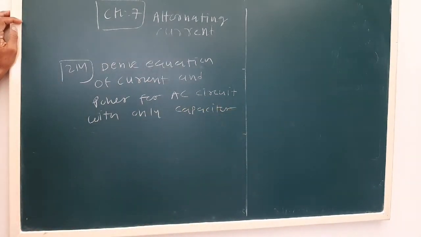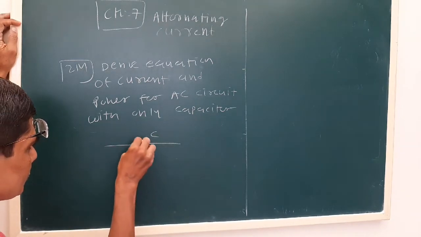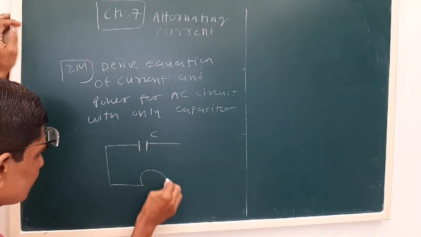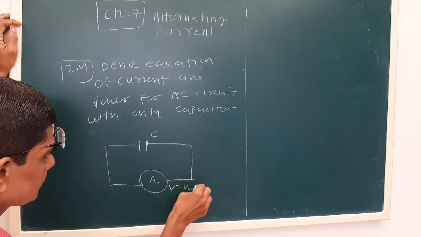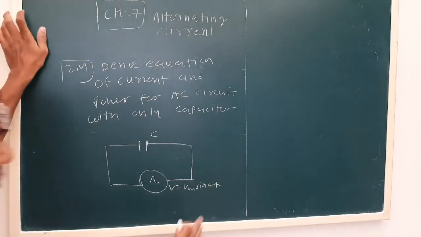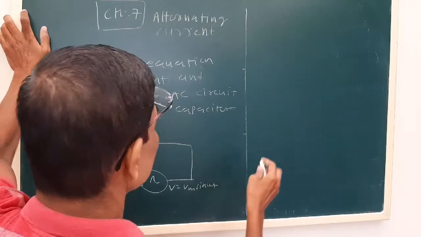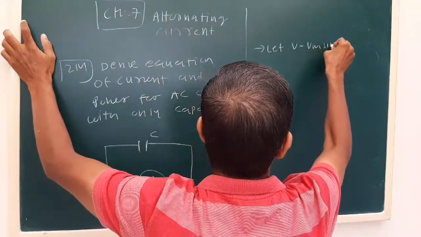Now see, a capacitor is connected with the sinusoidal voltage V equal to Vm sin omega t. So let us say V is equal to Vm sin omega t.